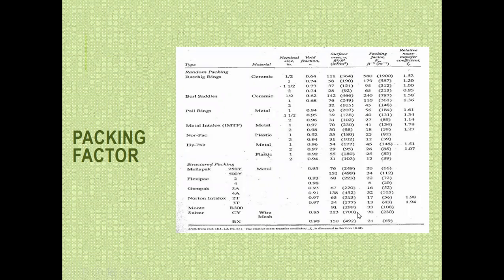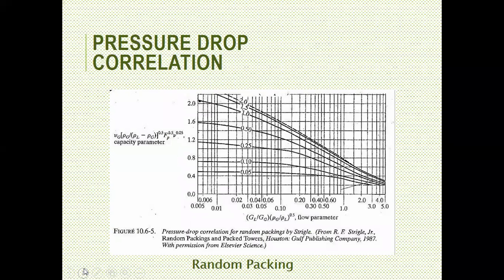So in terms of the packing factor, you look for the particular packing material mentioned in the problem. If the size is given, you have to choose the correct size, of course, then get here the corresponding packing factor. So this is where you're going to get it, and it's just a matter of substitution to the formula for the delta P, and that's the corresponding pressure drop at flooding. Now, in terms of pressure drop correlation, what you have here actually is the pressure drop correlation for random packing, and you have a different one for structured packing.